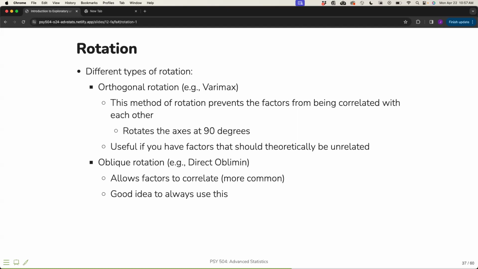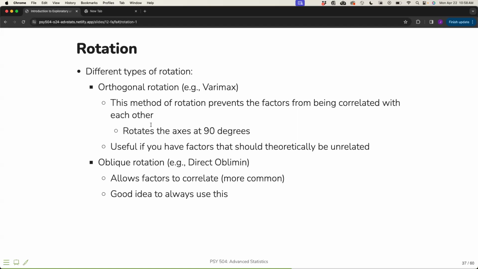To make this super simple: if you don't know which rotation method to use, always use an oblique rotation. That's what you should be using. There should be no debate of should I use orthogonal or should I use oblique. Just use the oblique rotation. The reason is, one, things in the real world are correlated with one another, so let them be correlated. The second reason is that if your factors are indeed not correlated with one another, then the oblique rotation will not make them correlated. So it doesn't make sense to run an orthogonal rotation. We should just run an oblique rotation.